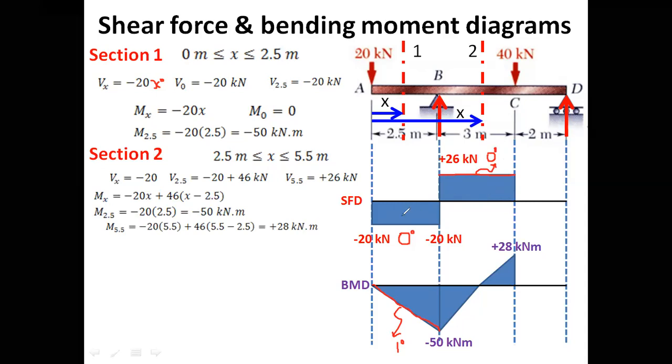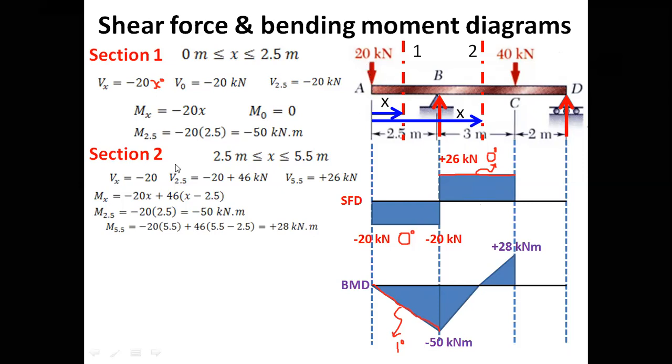Next, we have to draw the bending moment diagram. So first, we have to develop the general equation. The bending moment is the algebraic summation of all of the moments at one side of the section. We are working on the left-hand side of the section, and here we have two forces. This force would produce a moment at this section, and this force would produce a moment at this section.